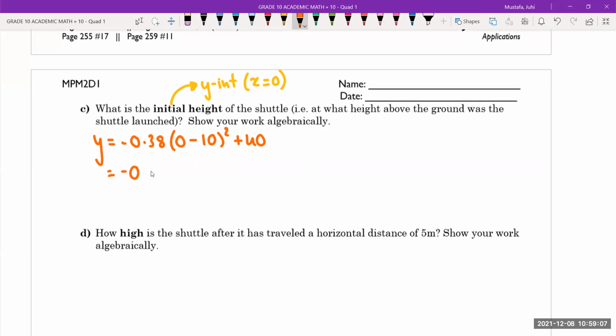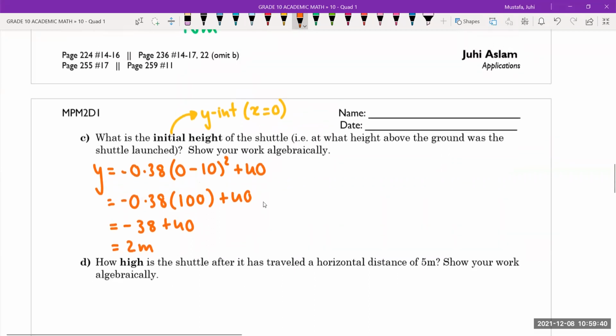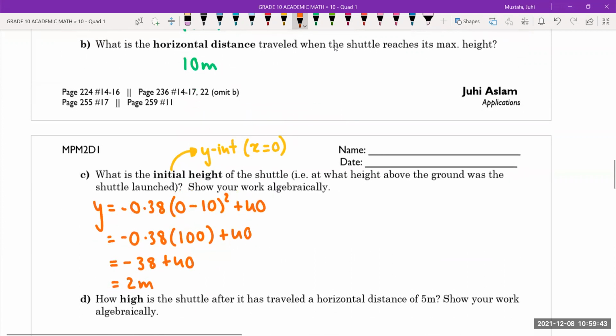All right, let's finish this. 0.38. 0 minus 10 is negative 10. Negative 10 squared is 100, plus 40. So it's going to be negative 38, because if I'm multiplying by 100, I'm basically just moving the decimal place over twice. You don't even need a calculator for this. And I end up getting 2 meters. If you want to confirm with a calculator, go ahead and tell me if you get the same thing.